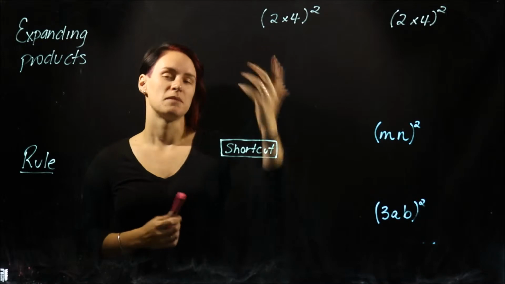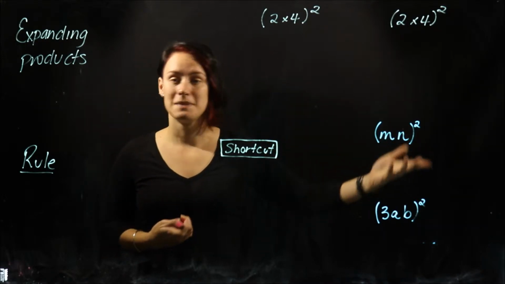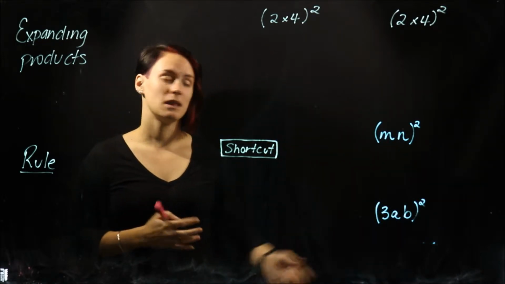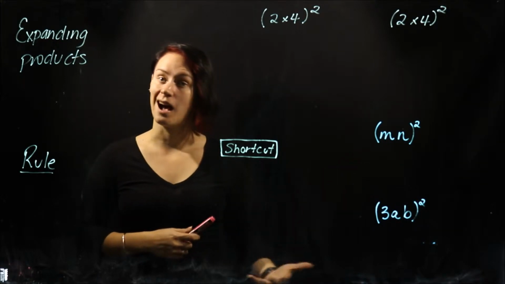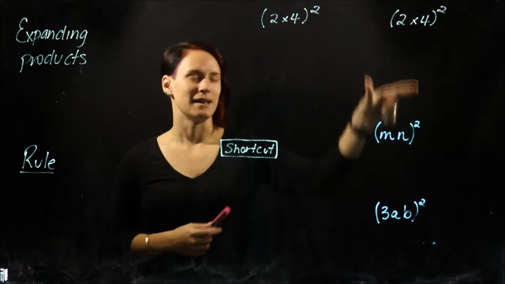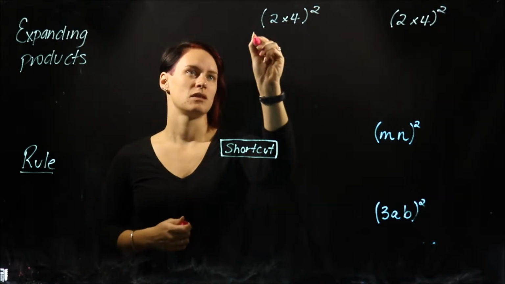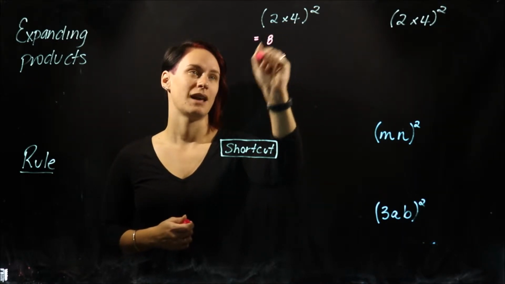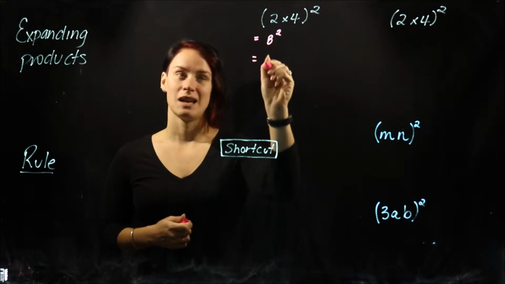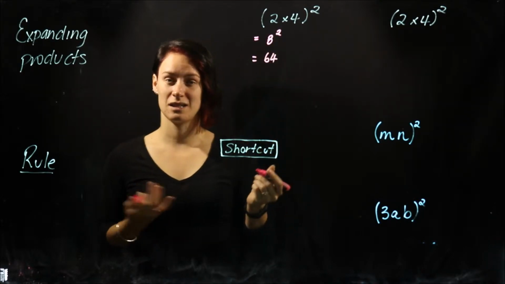So here we've got 2 times 4 inside the brackets, here we've got m times n inside the brackets. Mathematically the same thing, we just don't know what m and n are. So we're going to do 2 ways to show what 2 times 4 all squared is. Now we can actually do this and say, right, 2 times 4 is 8 all squared, and we know that 8 squared is 64. So we get to 64 here.